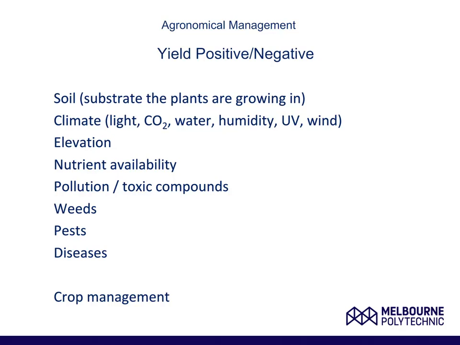The climate, such as the light quality and quantity, the amount of UV radiation, excessive or limiting, the amount of carbon dioxide, water, and humidity and wind can also impact on yield. The elevation of where a crop is grown can also influence the yield. Crops grown on mountains have different yields to crops grown at sea level. Nutrient availability can impact on yield, as well as pollution and toxic compounds.